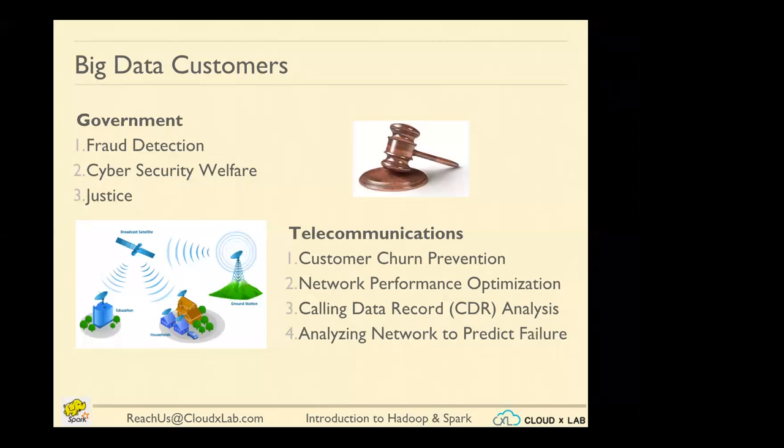Okay, so that network performance optimization is a big domain in telecom, along with customer churn prevention, or stopping the customer from leaving you. And calling data record analysis, meaning you want to analyze the calling data record so that if there is a threat, you can upfront get alerted. Similarly, analyzing network to predict failures.